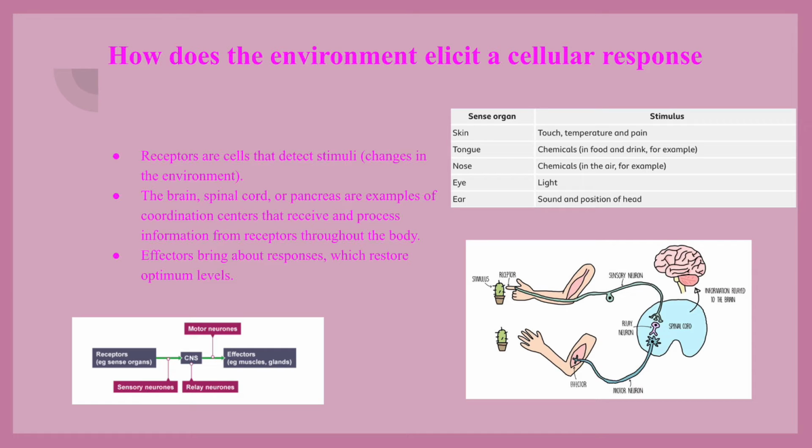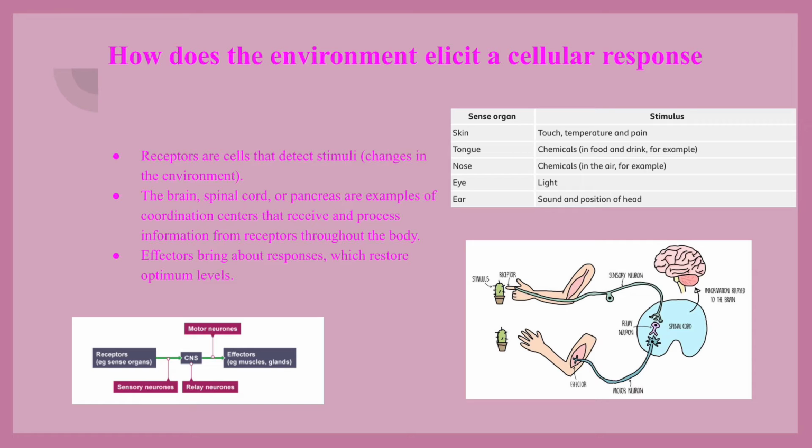There are 3 main types of neurons: sensory, motor, and relay. Sensory neurons are nerve cells that are stimulated by environmental sensory information. Sensory neurons are found in sense organs. Like the table shows, skin responds to touch, temperature, and pain stimuli. The tongue responds to chemical stimuli from food and drinks.